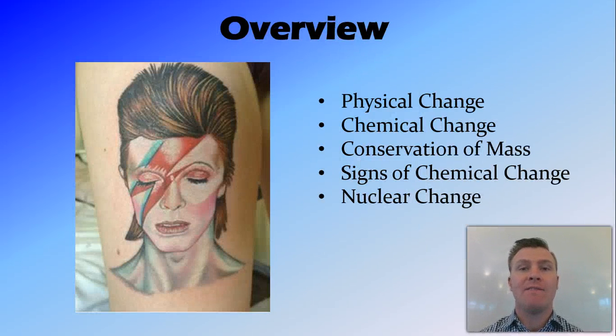In this video, we've looked at physical change where no new substance is produced, for example, a change of state or breaking something. We've looked at chemical change where atoms are rearranged to form new substances. However, the number and type of atoms does not change, the conservation of mass. We've looked at the signs of chemical change: energy being released or absorbed, a new solid substance forming called a precipitate, a permanent color change, or a gas being produced. And we've also looked at nuclear change where subatomic particles are rearranged to form more elements.